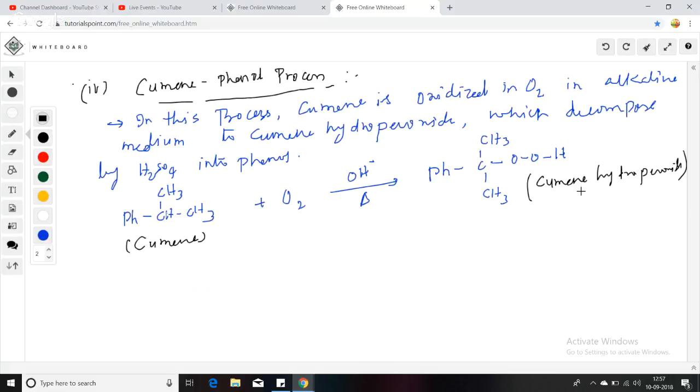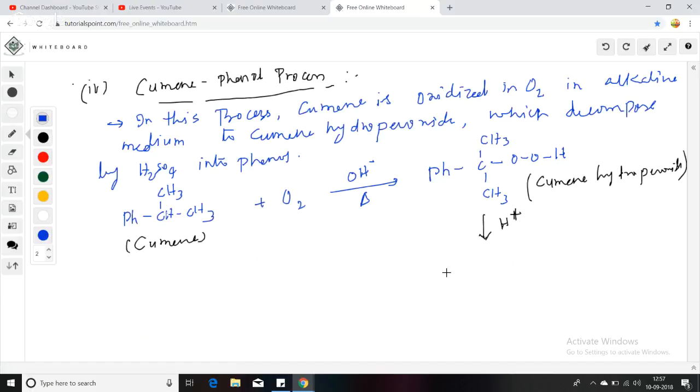Cumene hydroperoxide. In acidic medium, when it reacts with H plus, this H plus comes over here and H2O comes out. This H plus comes over here, we'll get OH with a positive charge, and finally this H2O comes out. I'll just write down a little bit of explanation.